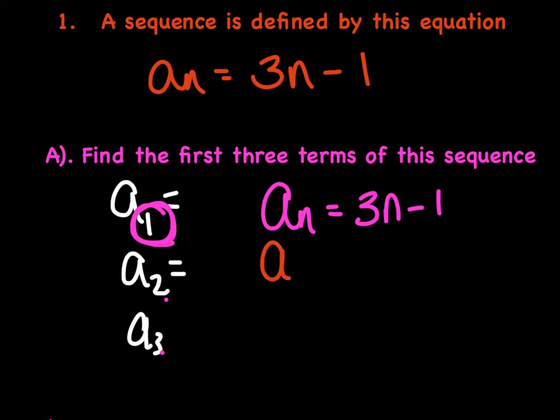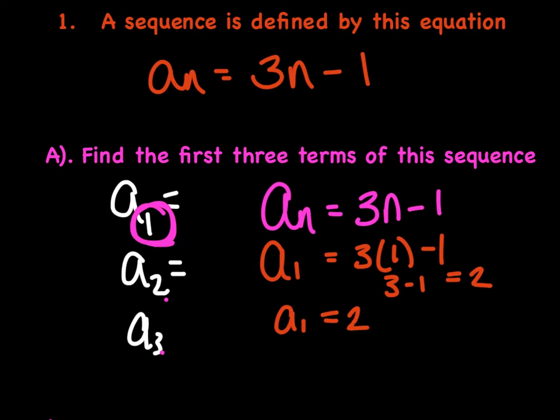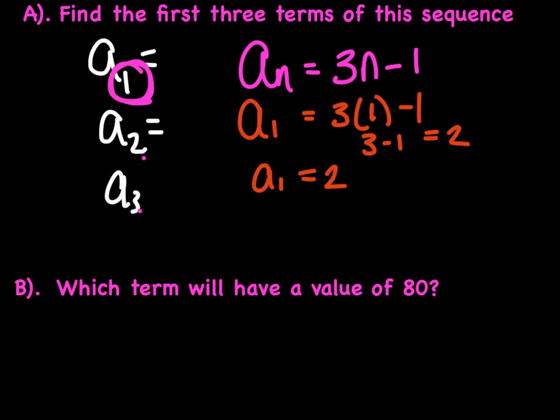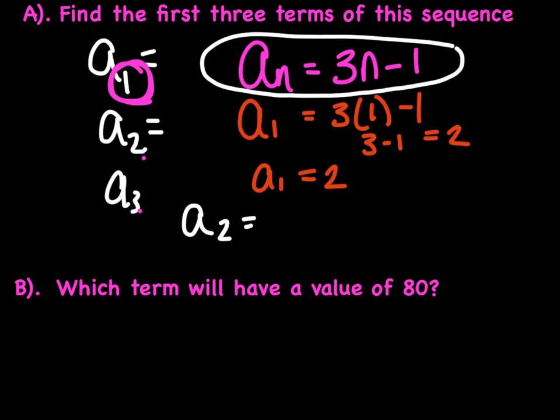Okay, so this becomes a sub 1. I'm replacing all the n's with a 1. 3 times 1 minus 1. 3 times 1 is 3 minus 1 equals 2. So a sub 1 equals 2, and all that's saying is that the first term is the number 2. Now notice they wanted the first three terms, so we're going to keep going. I'm going to need to find a sub 2. So I'm going to replace in my original formula all the n's with the number 2. So 3 times 2 minus 1, that's 6 minus 1, which is 5.